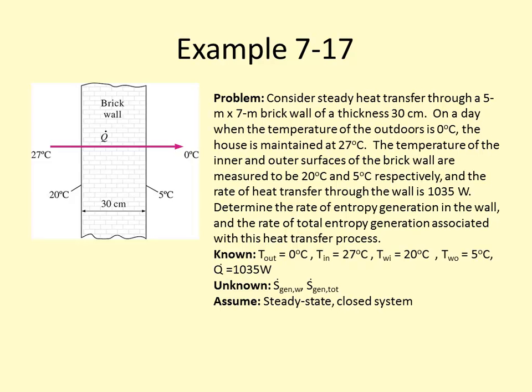0.341 watts per Kelvin. Okay, so the entropy generation within the wall is 0.191 watts per Kelvin, and then the entropy generation due to this entire process, where we're considering the entropy generation in the wall plus the entropy generation in the surroundings, is 0.341 watts per Kelvin. So this is the system plus the surroundings.